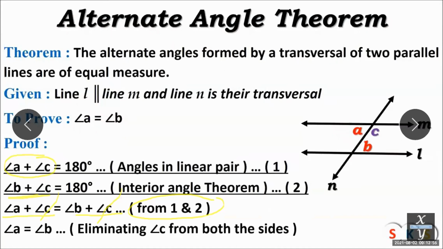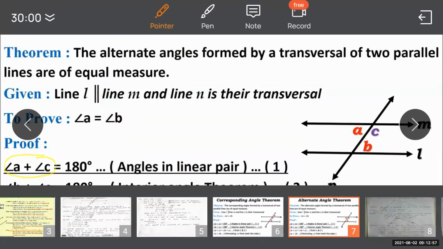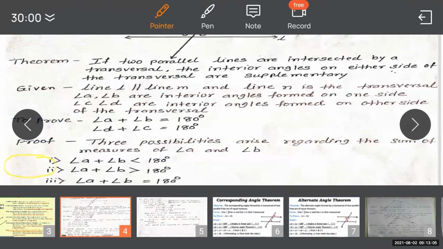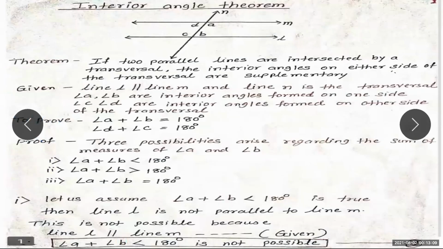Now one more theorem, that is the interior angle theorem. It is a little bit extended, but we have to do it. Now here, what is the theorem? We know the interior angles. For them, the property is that they are supplementary. So that is the theorem.